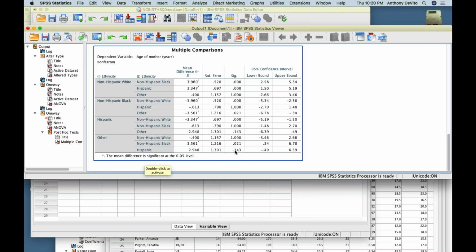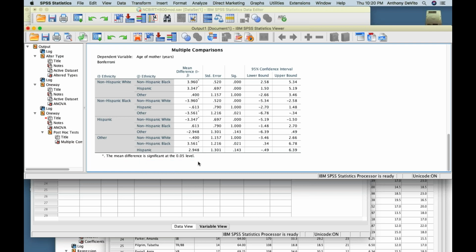You'll see a lot of these are duplicated because Hispanic versus other and other versus Hispanic is really the same result. So what you're doing is you're looking for all the instances. For instance, we cannot say with 95% certainty, less than 5% chance of being wrong, that Hispanic is different than all the other groups combined, right? The mean age for Hispanic women is not different than the mean age for the others as well. So that's how you would interpret this.